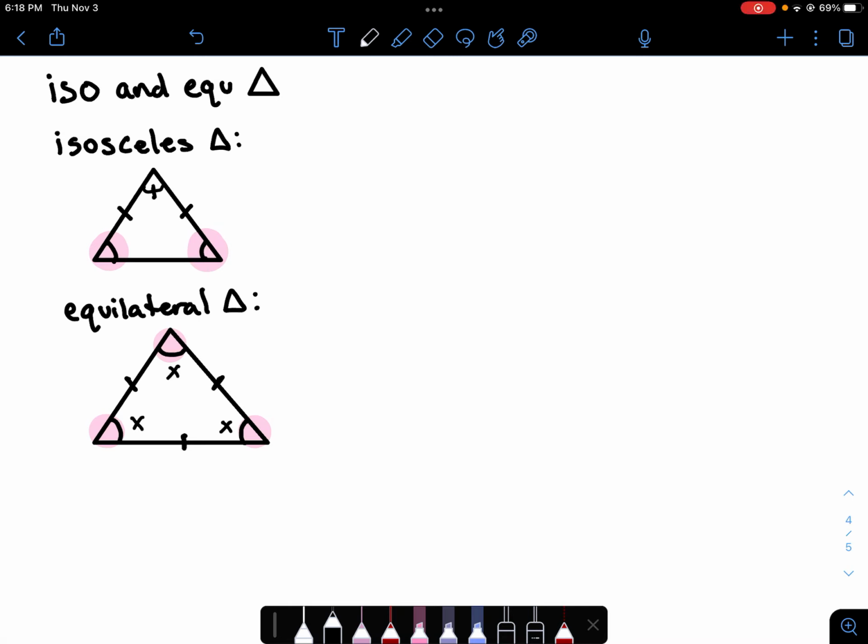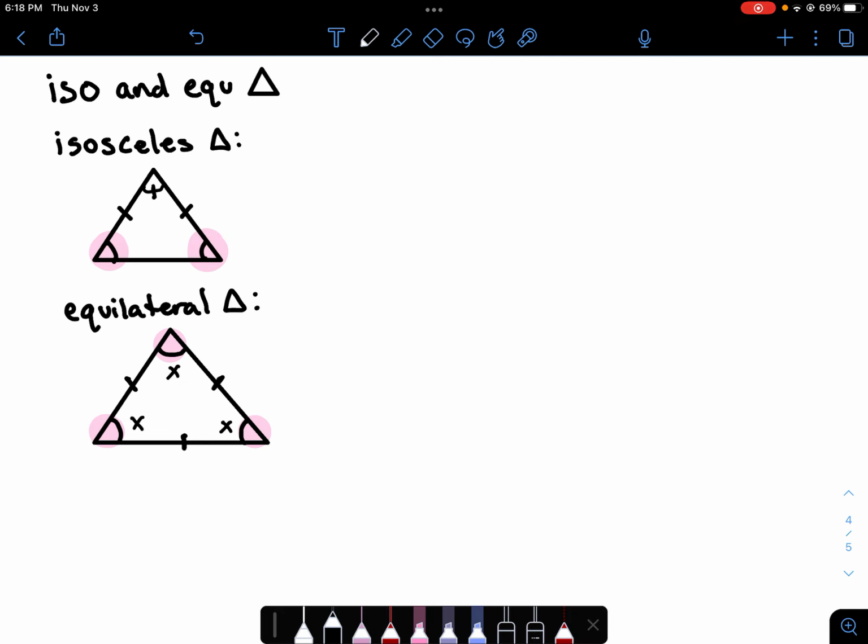Hello everyone. This is the last lesson of chapter 4 and it covers isosceles and equilateral triangles. So let's get into it. What is an isosceles and an equilateral triangle?